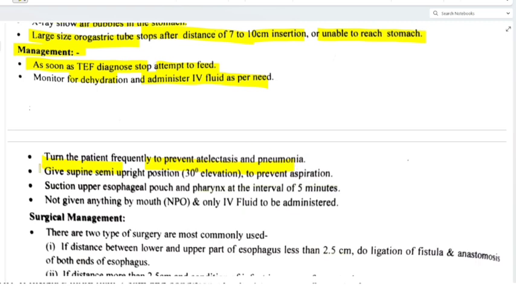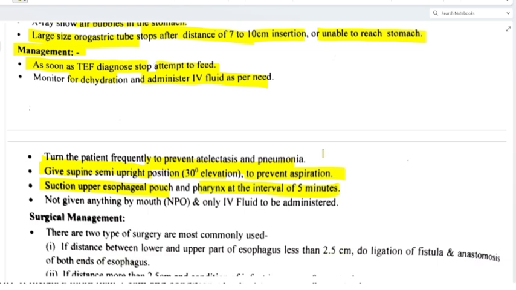Clear? Then give supine semi-upright position, that is 30-degree elevation, to prevent any aspiration. Then suction the upper esophageal pouch and pharynx at the interval of 5 minutes, because I have already told that you and me both can swallow our saliva simultaneously without even knowing that we are swallowing, right?